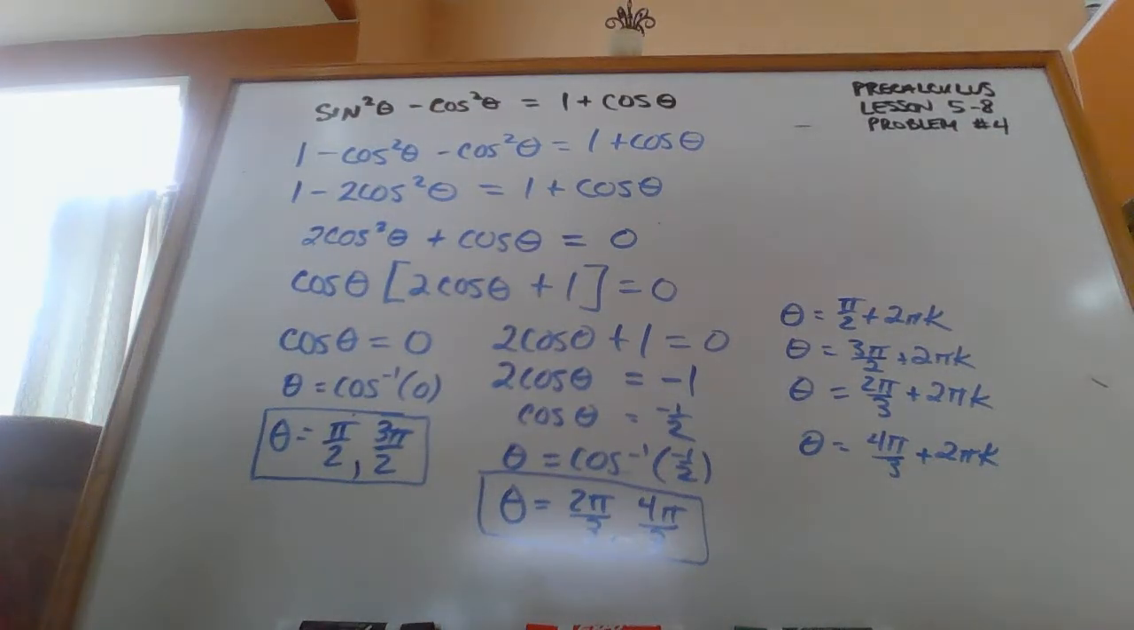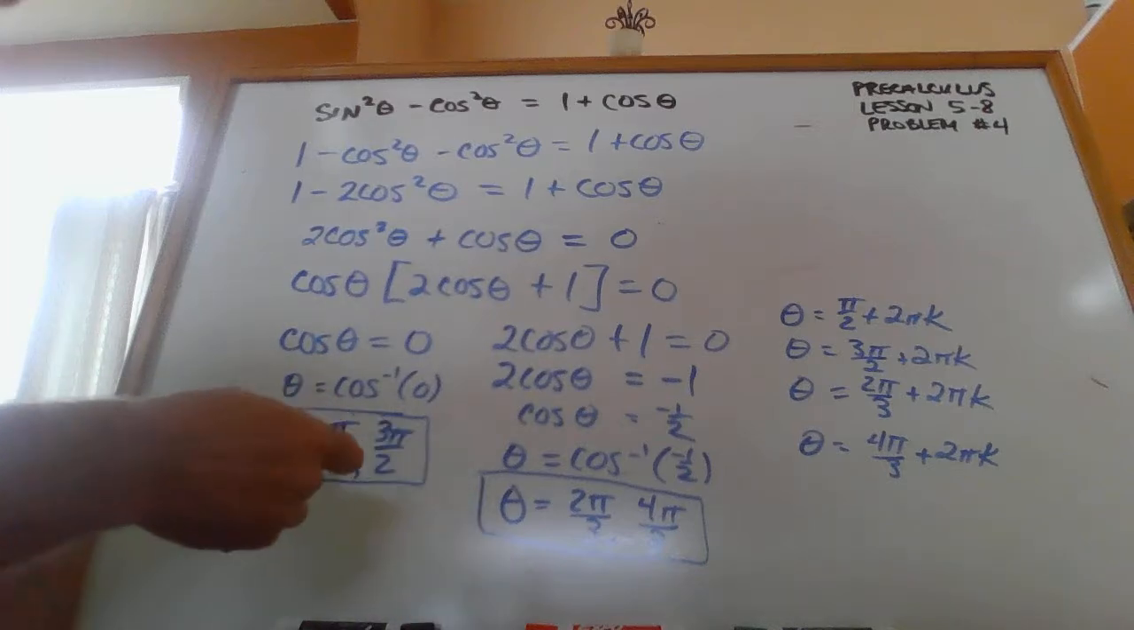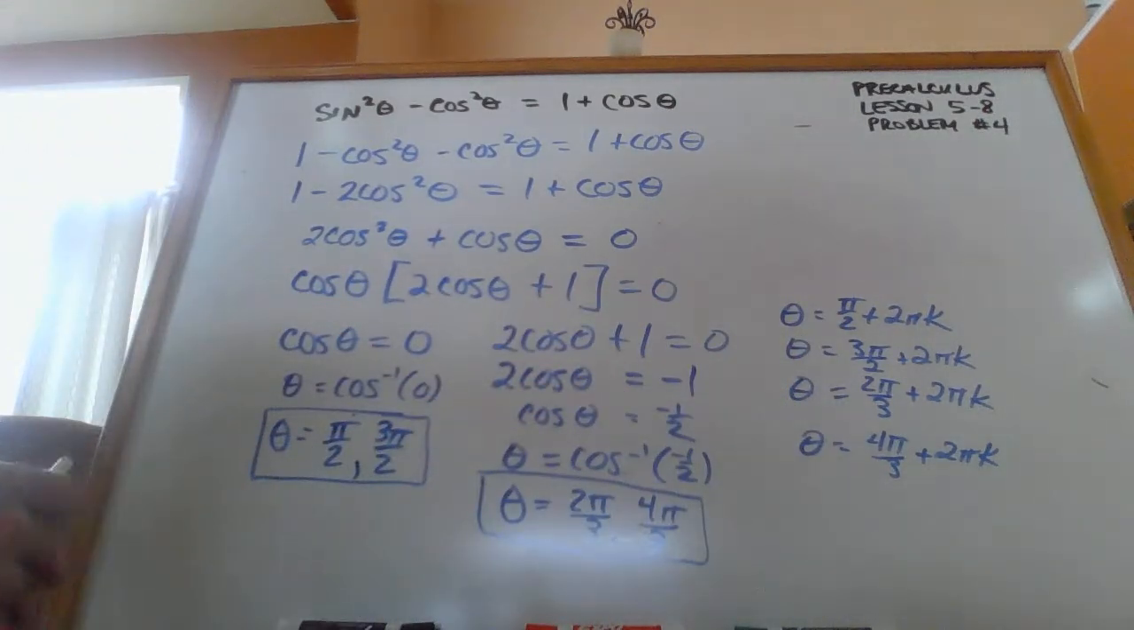Okay, so whether there's a restriction on this or not determines whether I have this for an answer or I have this for an answer. Hopefully that answers all your questions.